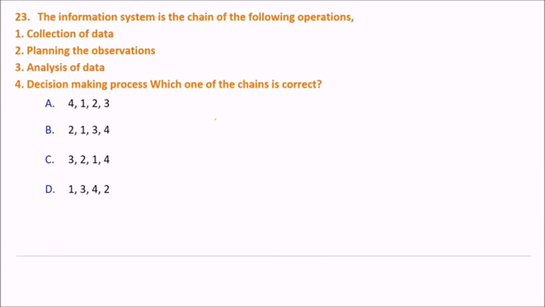Next is, the information system is the chain of the following operations. Again you have to serialize the list. Information system, can you serialize? The answer is B, 2, 1, 3, 4. That is, first of all you have planning for observation. Then you go with the collection of data. Then you analyze the data, and finally the decision making process is done.